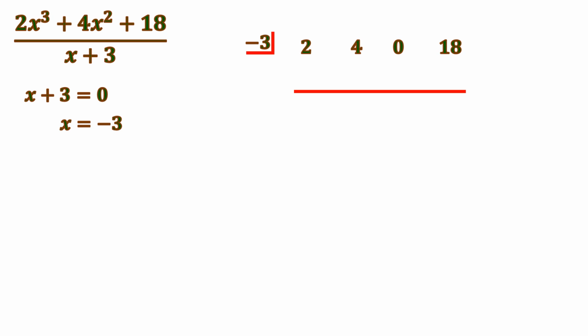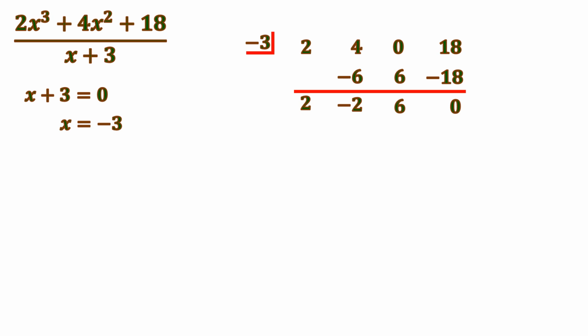So let's copy the first number. It's 2. And then multiply negative 3 by 2. It's negative 6. Then 4 plus negative 6 is negative 2. Then negative 3 times negative 2 is positive 6. And 0 plus 6 is 6. Then multiply again. Negative 3 times 6 is negative 18. And combine 18 and negative 18, it's 0. So the last number is telling you that there's no remainder because it's just 0.